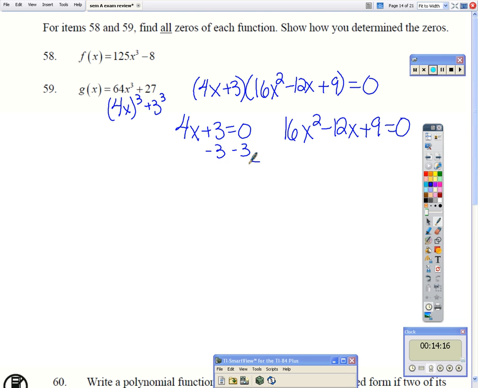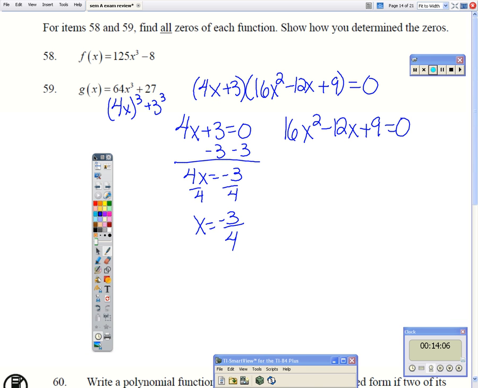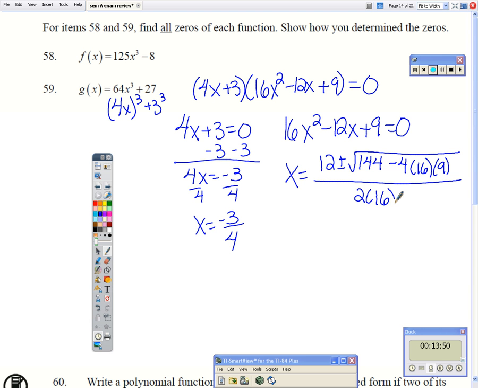Subtract the 3, divide by 4. So x is negative 3/4. This one's going to be imaginary again. So I'm going to use the quadratic formula. Negative b plus or minus the square root of b squared minus 4ac all over 2a.